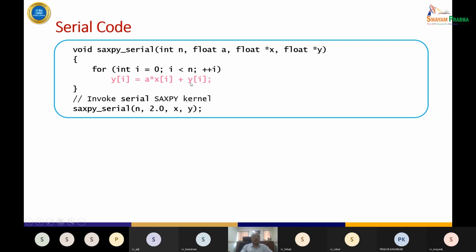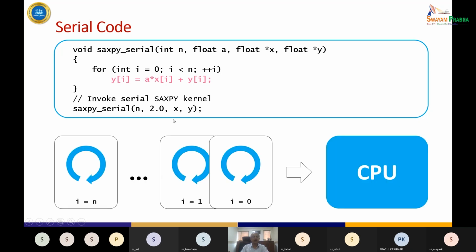We are adding x to y, but x has a scale-up. A is the scale-up. Okay, so I think that's pretty easy to understand. So how do you invoke it? You say saxpy serial. You specify n, suppose it is 1000. The scaling factor is 2, and you give the pointers to two arrays, and y will be updated after you invoke this. So y will get a new value, x will remain the same. I think that's pretty easy to understand.